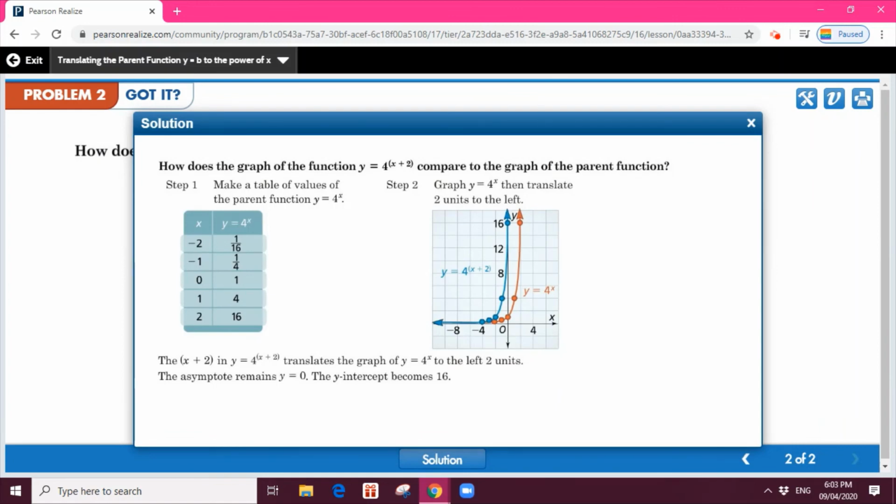Step 1. Make a table of values for the parent function y equals 4 to the x power. For x equals -2, y equals 1 over 16. For x equals -1, we have y equals 1 over 4. For x equals 0, we have y equals 1. For x equals 1, we have y equals 4. And for x equals 2, we have y equals 16.